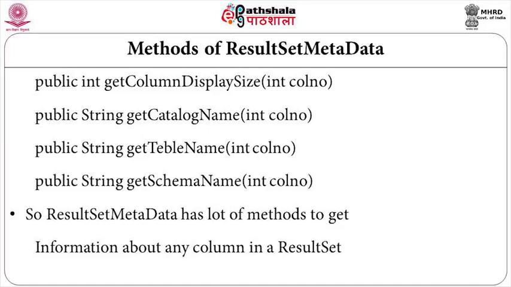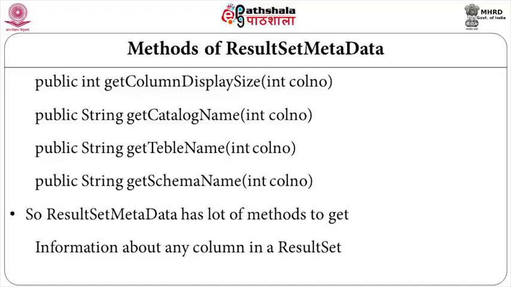Now, many times you might like to see the mapping here. For any particular column, maybe I'm interested in knowing what is the most appropriate Java type. For that, we have a method called getColumnClassName. It takes the column number and returns a string, the name of the Java class which is most appropriate for this particular column's SQL type. Fine, so we have these kinds of methods.